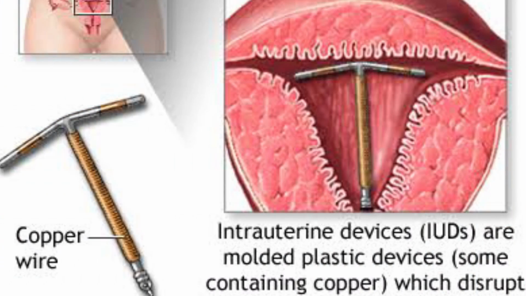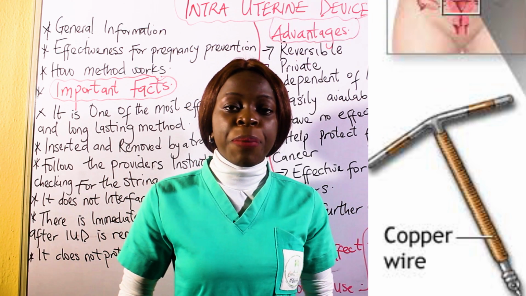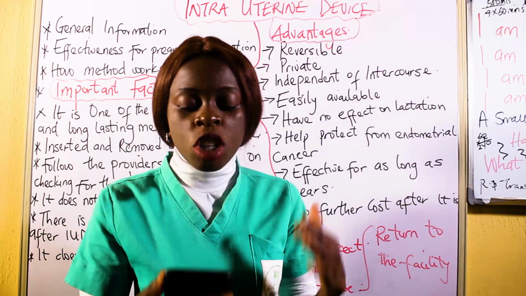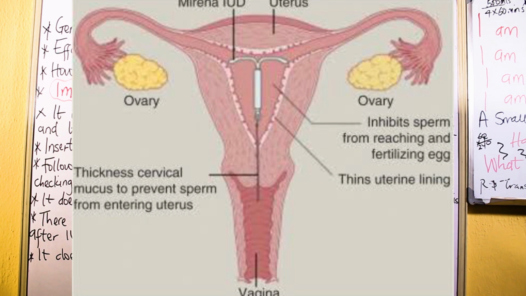Then this trained provider inserts the IUCD in place with the necessary supplies and equipment. The provider folds or cuts the string on the IUD, leaving about 3 centimeters hanging out of the cervix. You will feel some discomfort or cramping during the procedure. That is normal. It's not something you have to be worried about.